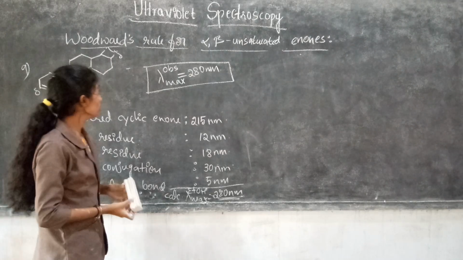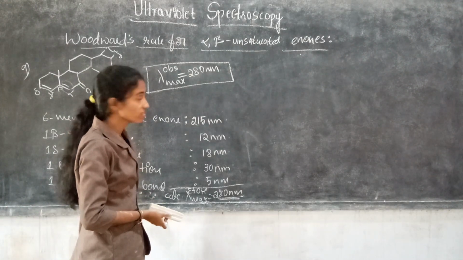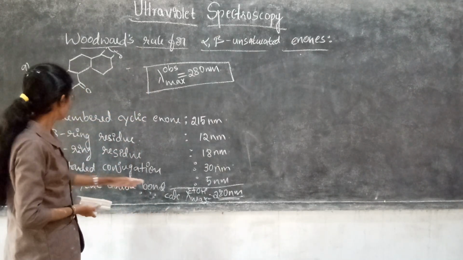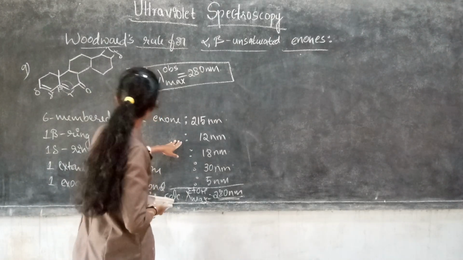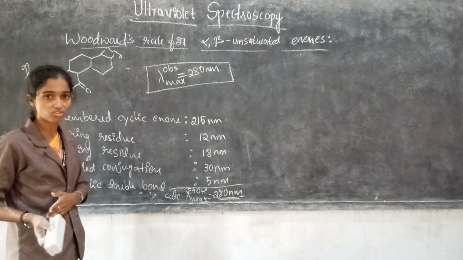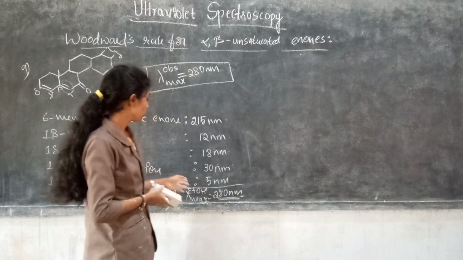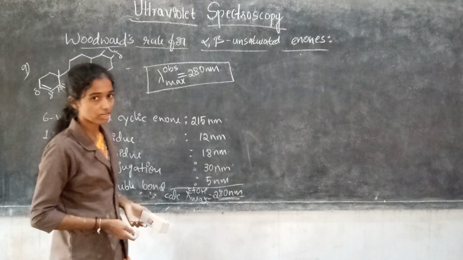This is about Woodward's rule for alpha beta unsaturated systems, and we applied the different values to calculate the absorption maxima. Depending on the substitutions at the alpha, beta or gamma position, different values are assigned, and using that we calculated the absorption maxima in ethanol medium.